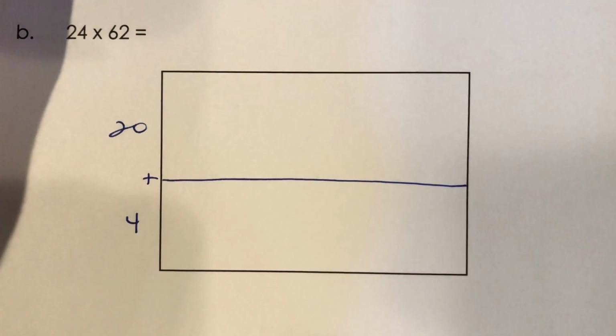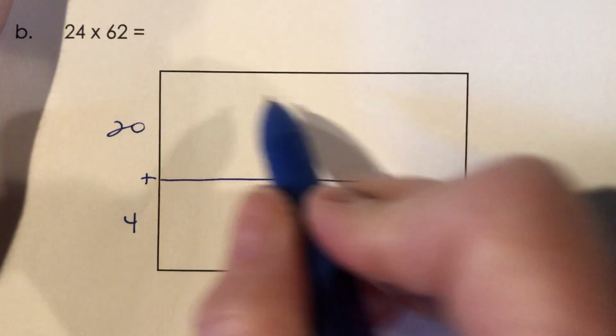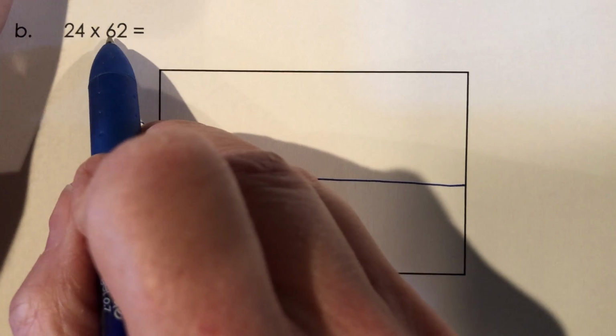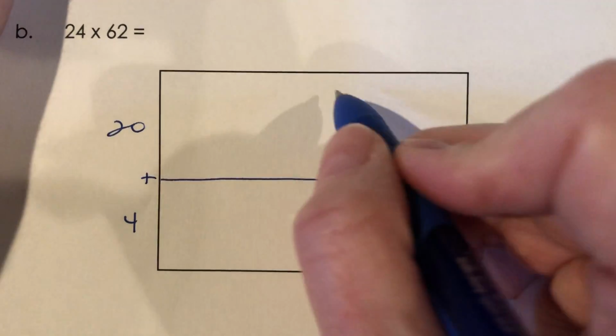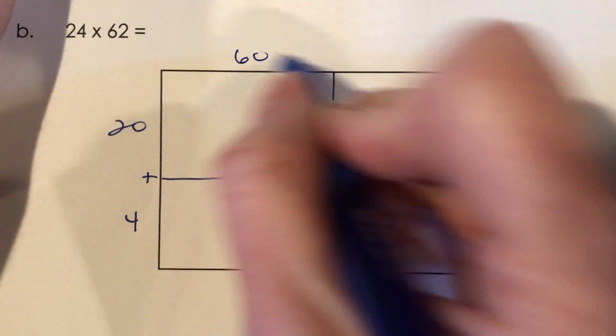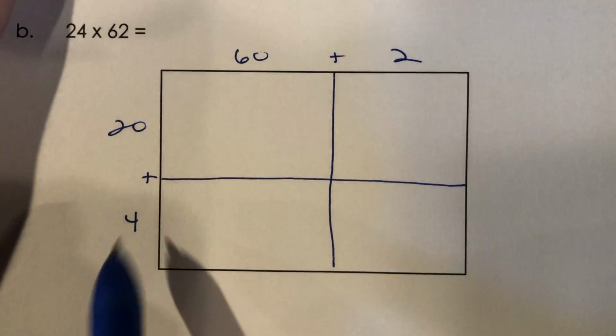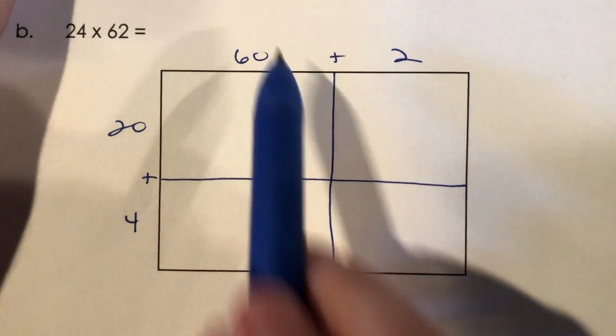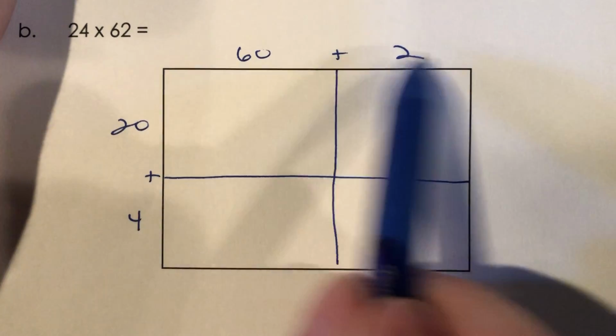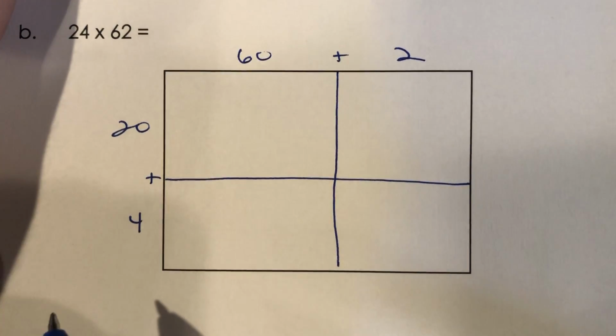That makes my 24. Now 62, I'm going to put along the top, but I'm not going to put 62. I'm going to put the 10s, which is 60, and the 1s, which is 2. So 60 plus the 2. So now I have 24 times 62. It's just broken up into tens and ones.